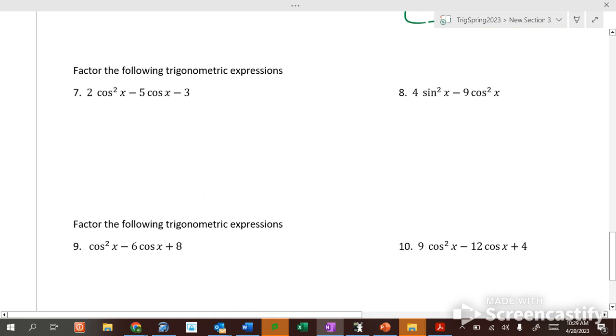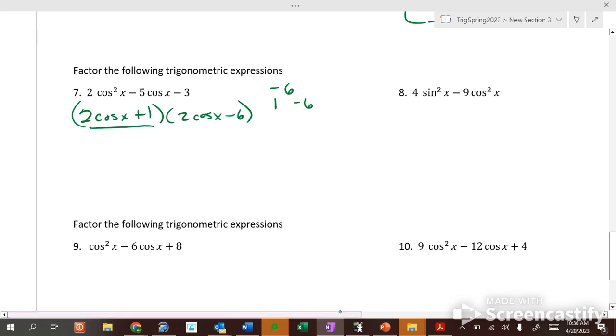Factor. Do the AC one because there's a 2 in front here. So AC is negative 6. So factors of negative 6 that add up to negative 5: 1 and negative 6. Okay? So you write 2 cosine of x plus 1 and 2 cosine of x minus 6.